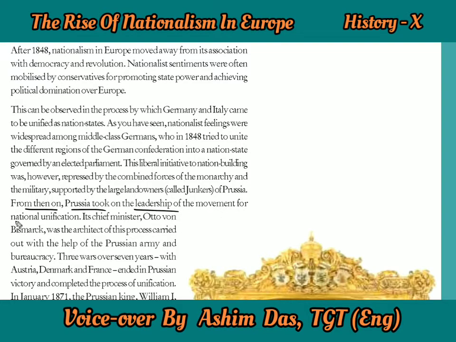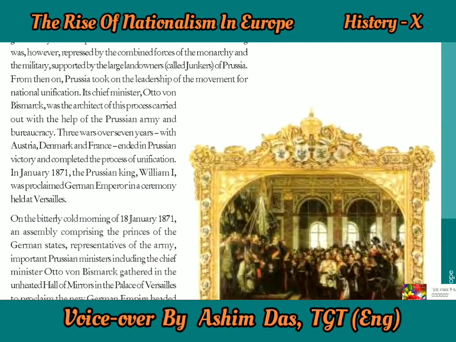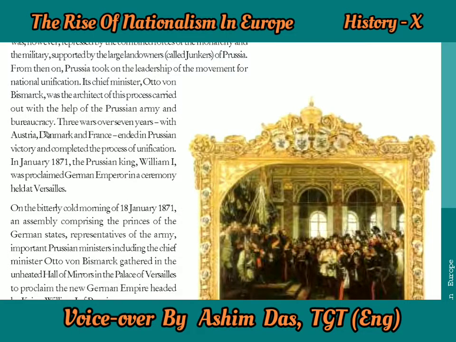From then on, Prussia took on the leadership of the movement for national unification, and at that time the King of Prussia decided that we should go for national unification. The king gave the responsibility to his chief minister, Otto von Bismarck, who is said to be the architect, or the main designer, of this process, carried out with the help of the Prussian army and bureaucracy. As they did not want to give power into the hands of the common public and the middle class people, they tried to bring the people together.